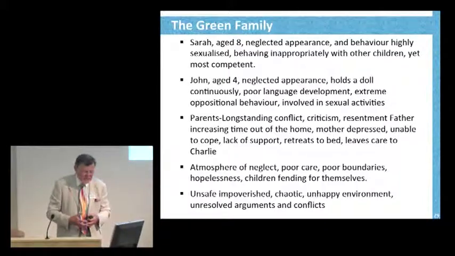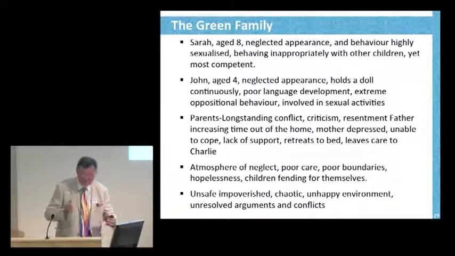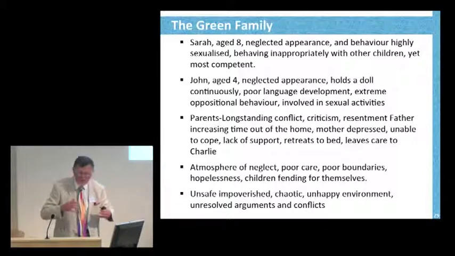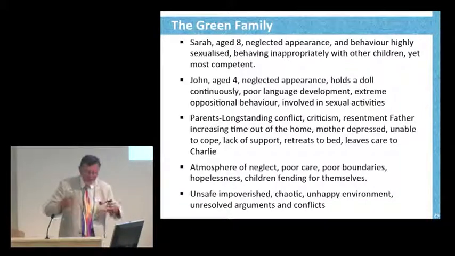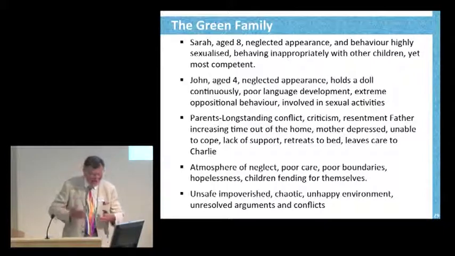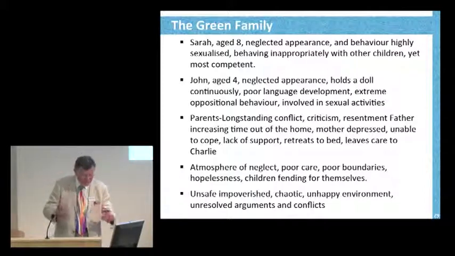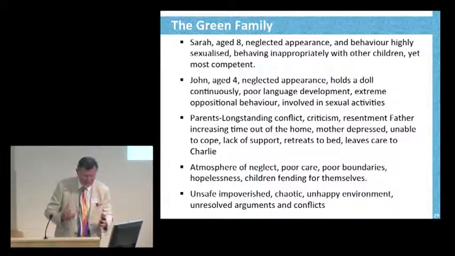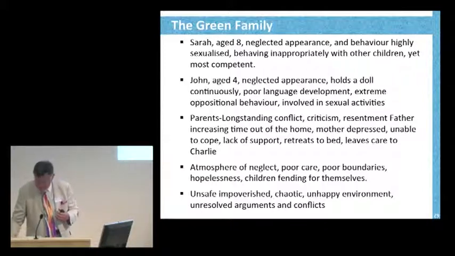The parents had long-standing conflict and criticism. Father was increasingly resentful, spending increasing time out of the home. Mother was depressed, unable to cope, and retreated to bed, leaving care to Charlie. There was an atmosphere of neglect, poor care, poor boundaries, and hopelessness, with children fending for themselves: an unsafe, impoverished, chaotic, unhappy environment with unresolved arguments and conflict.